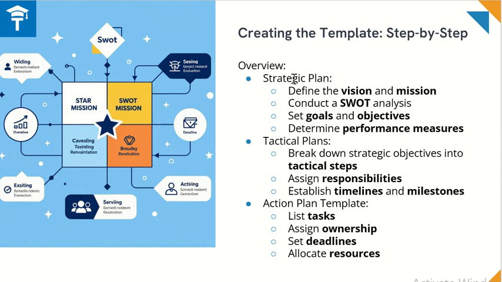Now, when creating the template of those strategies, for the strategic, for the tactical, for the action plan, we need to, for the strategic plan, the executive staff have to define the vision, the mission, they conduct a SWOT analysis, they set goals and objectives, they determine performance measures. Then for the tactical plans, they break down strategic objectives into tactical steps. Then they assign responsibilities, they establish timelines and milestones. Then for the action plan, they have to list the tasks, assign ownership, set deadlines, allocate resources.